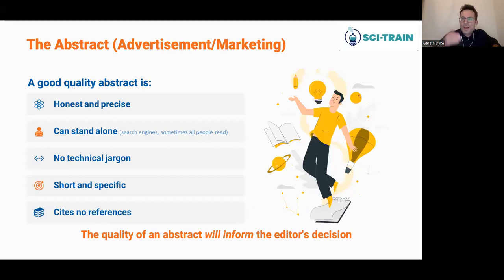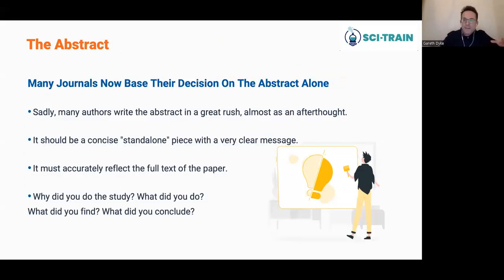Let's have a quick talk about abstracts. Very difficult to write, often 200 or 250 words in length. A good quality abstract is honest and precise. It's got to stand alone, no technical jargon, short and specific. The quality of your article abstract will inform your editor's decision as to whether or not to send the paper out for peer review. So it's very, very important. And many journals base their decisions on the abstract alone. And of course, many authors write the abstract of their papers in a big rush, almost as an afterthought at the end of the process.